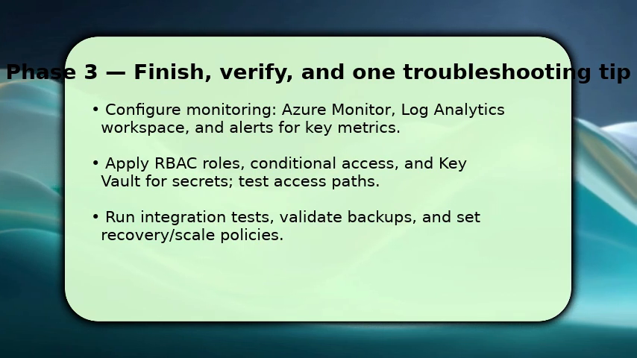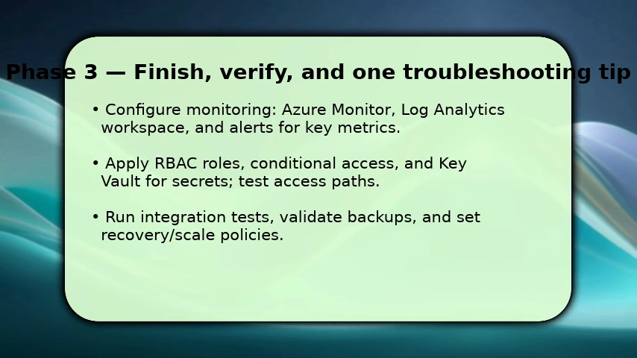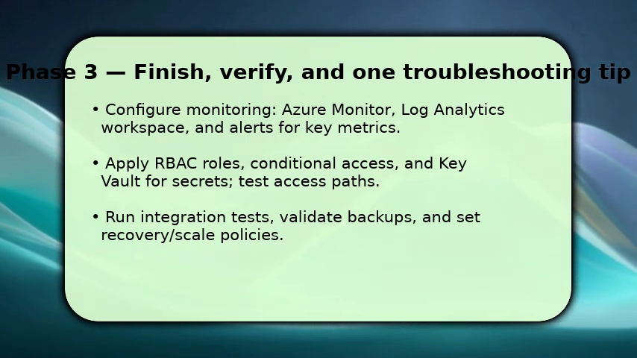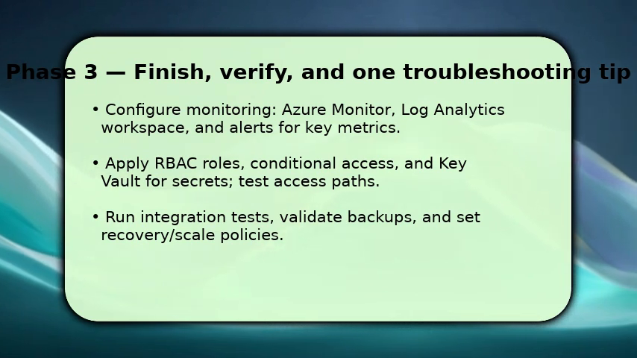Finally, run integration tests, validate backups, and configure auto-scale and recovery policies. If something fails, check activity logs and NSG rules first. Incorrect network rules are the most common blocker.